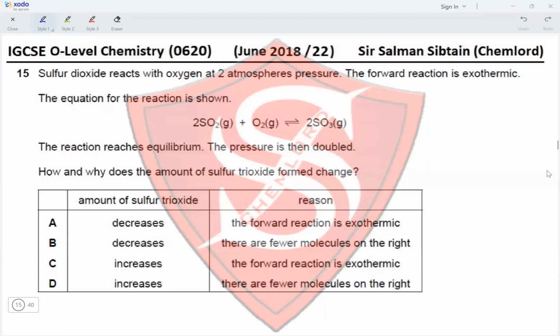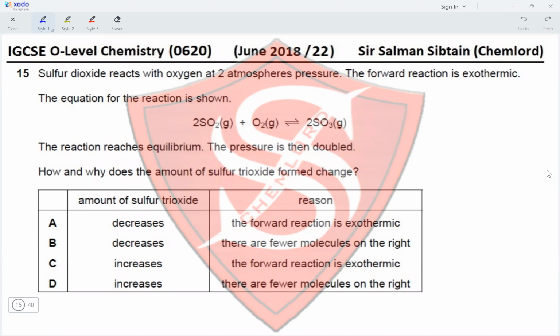Question 15. Sulfur dioxide reacts with oxygen at 2 atmospheres pressure. The forward reaction is exothermic. The equation for the reaction is shown. The reaction reaches equilibrium, the pressure is then doubled. How and why does the amount of sulfur trioxide formed change?